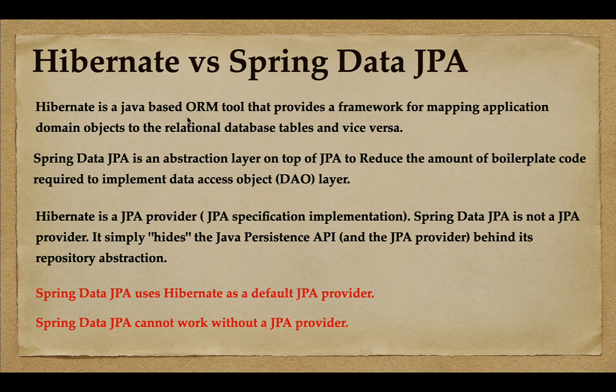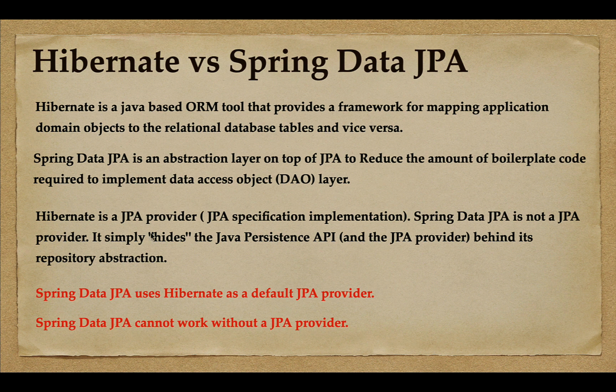Spring Framework provides the Spring Data JPA module, which is developed on top of JPA to reduce the amount of boilerplate code required to implement the data access object layer. Spring Data JPA minimizes a lot of boilerplate code, guys. We just have to extend the Spring Data JPA provided repository interface. That's it. We will get full CRUD operations, and Spring Data JPA provides an out-of-the-box implementation for all the CRUD operations.